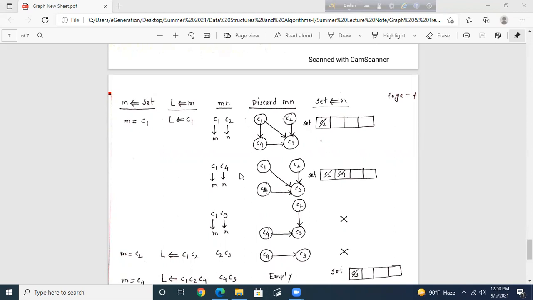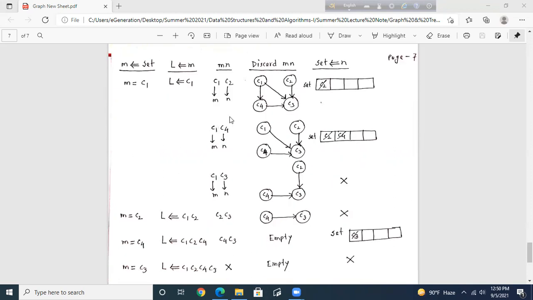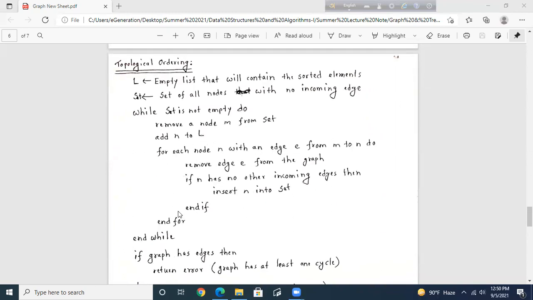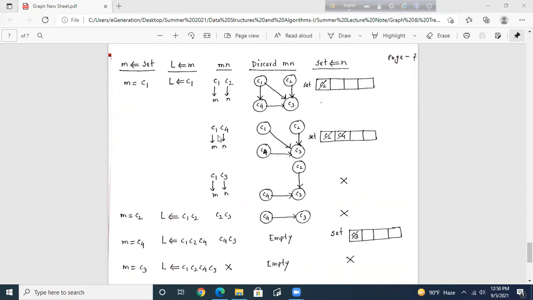Now C1, C4. C1 is M and C4 is N. Because our M value is C1, I can go from C1 to C4. Again, because inside the loop I have written remove edge E from the graph, C1, C4 should be discarded from the graph. So I have discarded C1, C4, dear student.